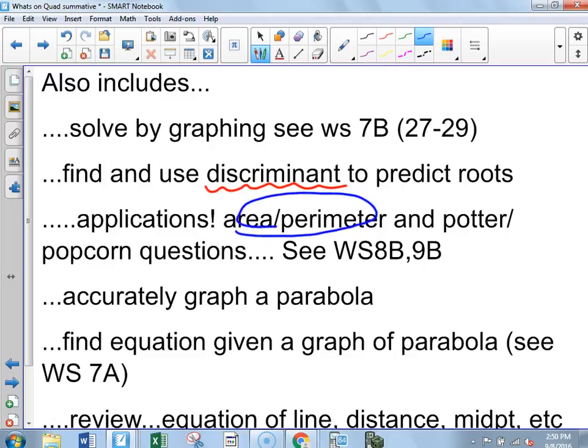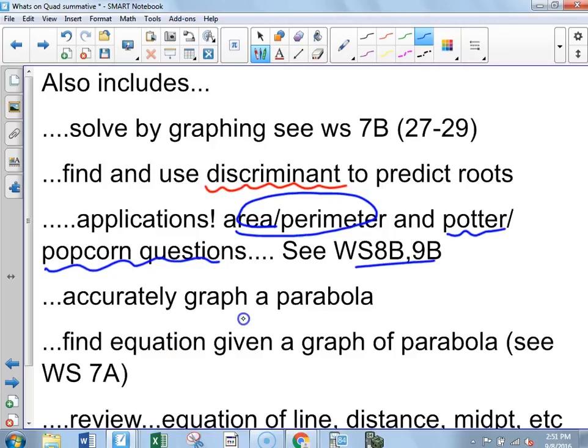Okay. There are 2 application questions. There's one that has to do with area and perimeter. And then there's one where you're like maximizing something. Remember the ones on 8B and 9B about the potter sells bowls, and if he makes 2 more bowls and lowers the price, he'll sell more. Okay, and I have an example. We can practice one on here in a second.